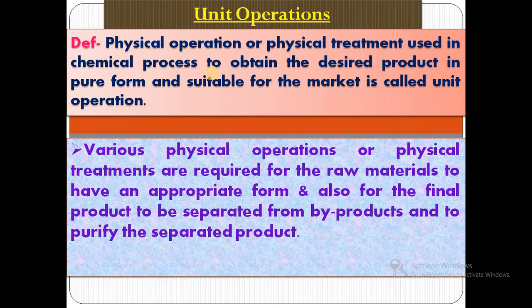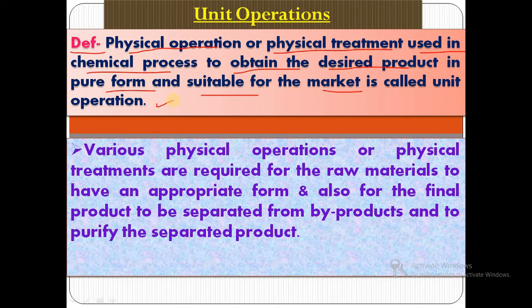In that unit we have studied various techniques, that is jaw crusher, then different types of distillation techniques: simple distillation, fractional distillation, then steam distillation. So these are the unit operations. So what is the definition of unit operation? There is a simple definition: a physical operation or physical treatment used in a chemical process to obtain the desired product in pure form and suitable for the market is called unit operations.